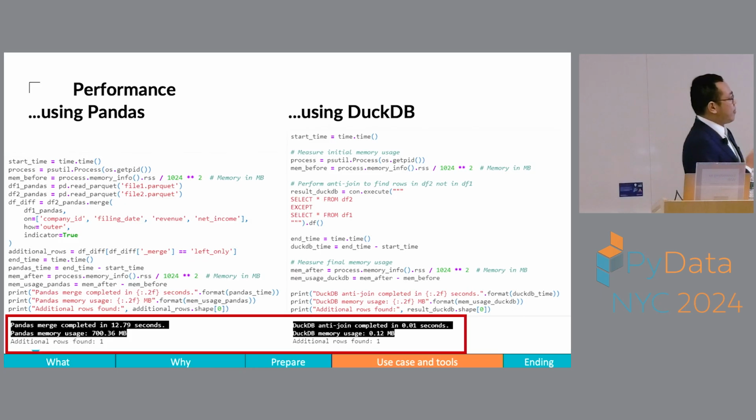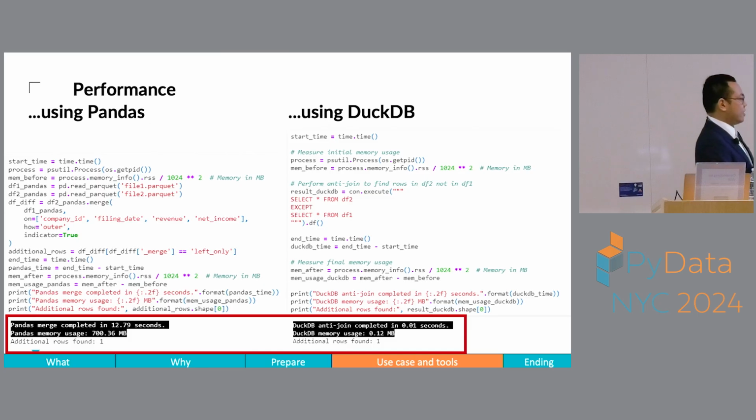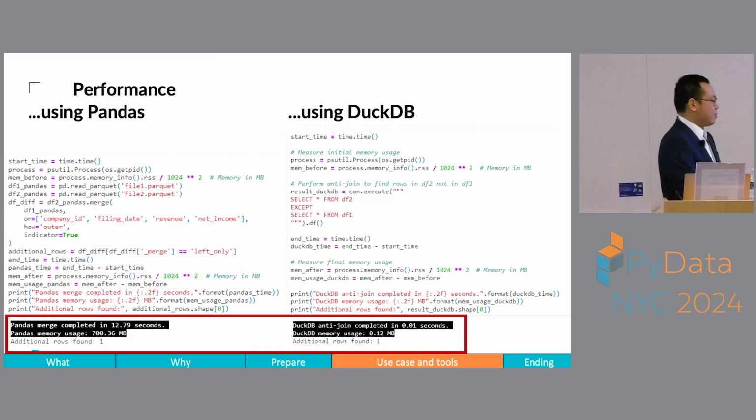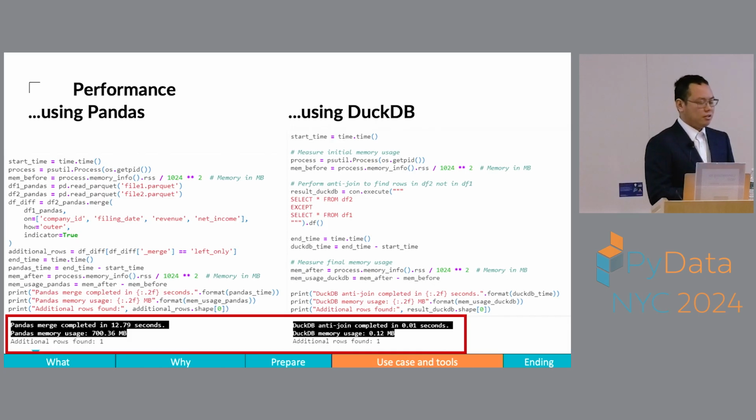The left side was using a pandas join to diff them. Given these 5 million rows, pandas is able to finish in 12 seconds and uses about 700 megabytes of memory. It reads the target file into a pandas data frame, does the join and then the diff, and finds the additional rows that I added to the data frame. Okay, but look at DuckDB. How much memory and time did it use? 0.01 seconds and 0.12 megabytes. What a stunning difference.